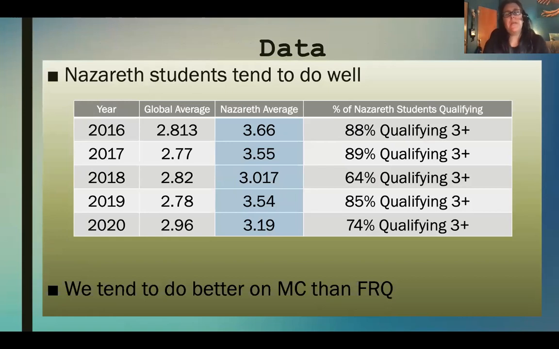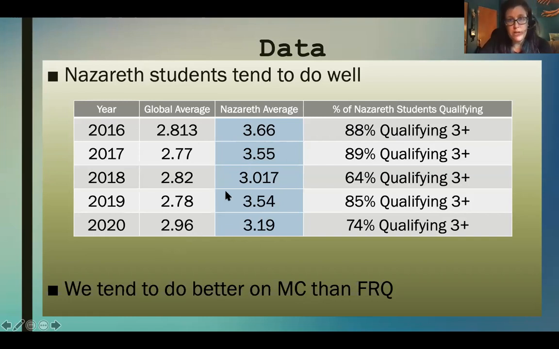So some data. People have asked me how Nazareth students tend to do on the AP Lang exam. And overall, we tend to do very well. I just pulled data from the last 5 years. For being an English person, I'm actually a very big data nerd, especially when it comes to my students and their AP work. But you can see over the past 5 years, the global average is always a little bit below qualifying. And you can see that we here in Nazareth are consistently above the global average.